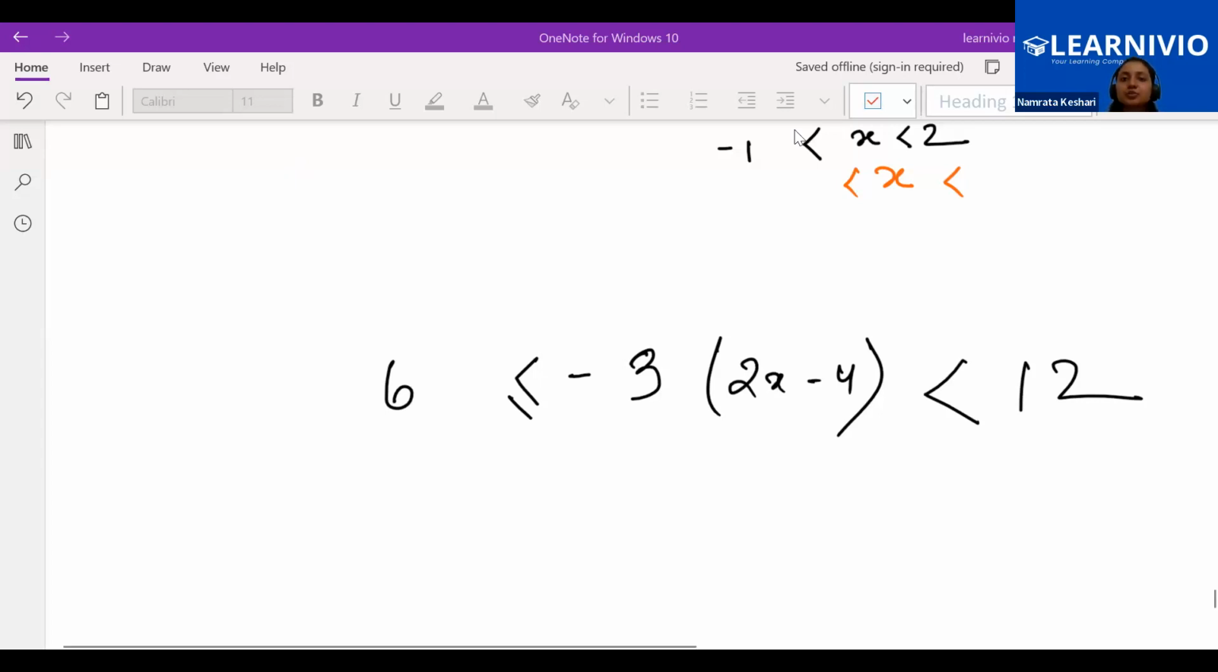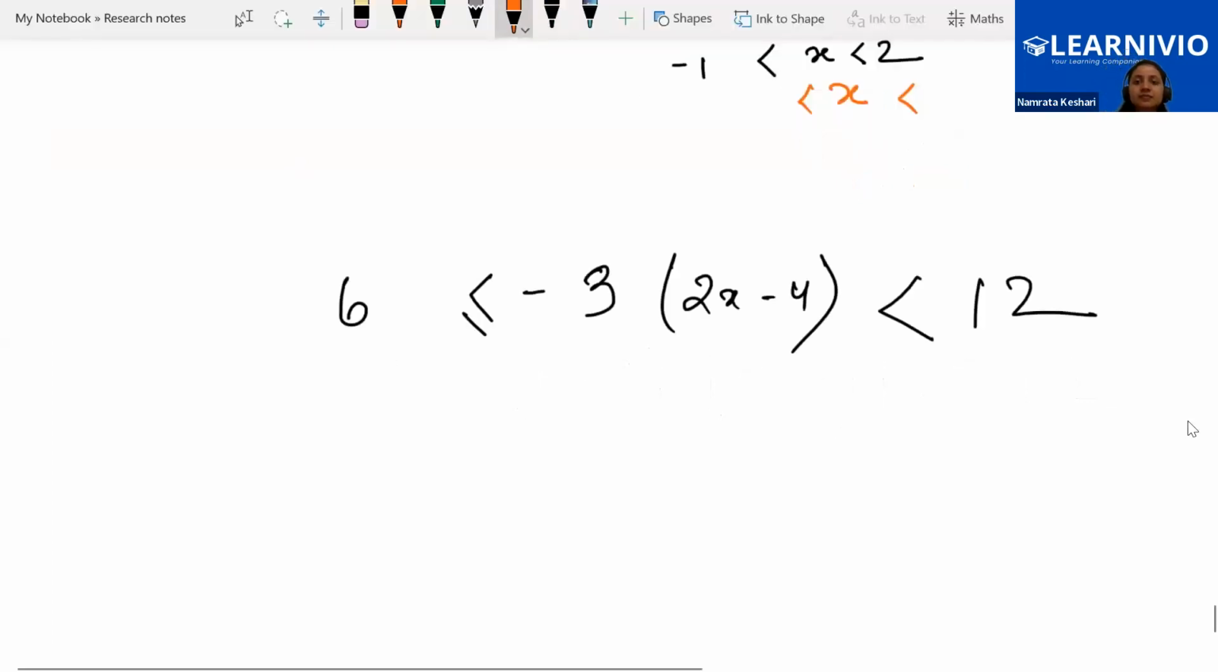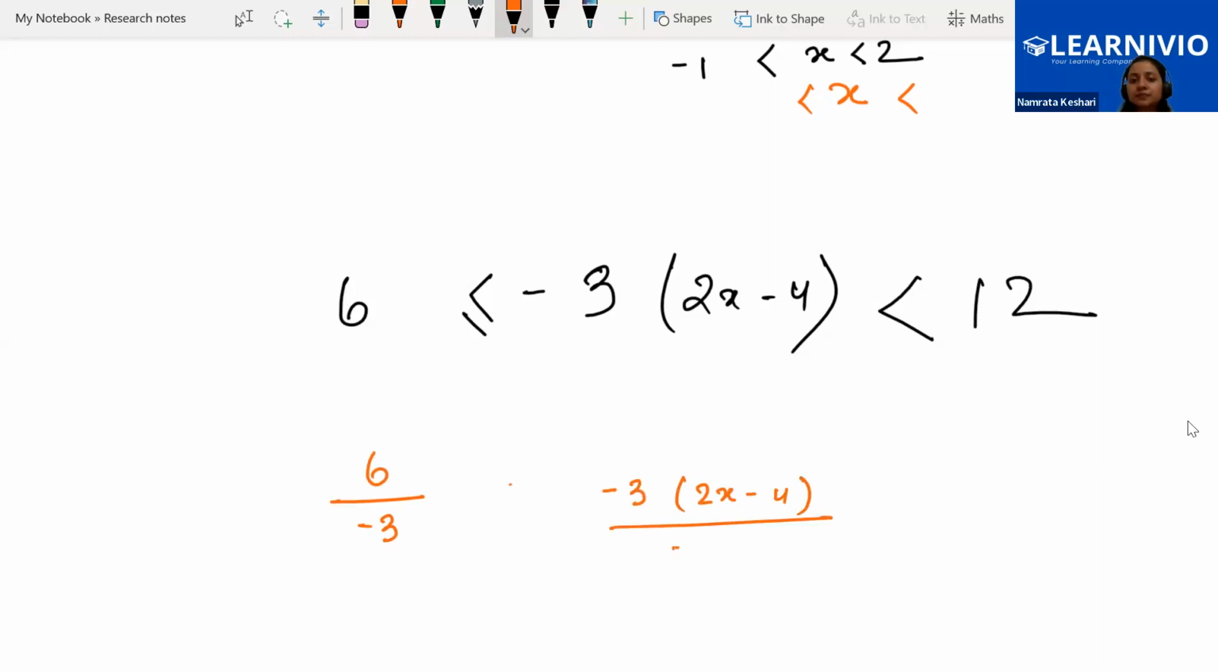Are you able to do it? Let's do it together, because today I want to finish it also. At first, we want to get rid of this minus 3. For that, what do we have to do? We have to divide by minus 3. But once we divide, the inequality sign will get reversed, since we are dividing by a negative number.